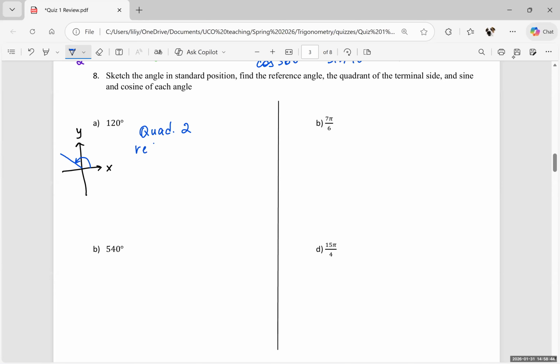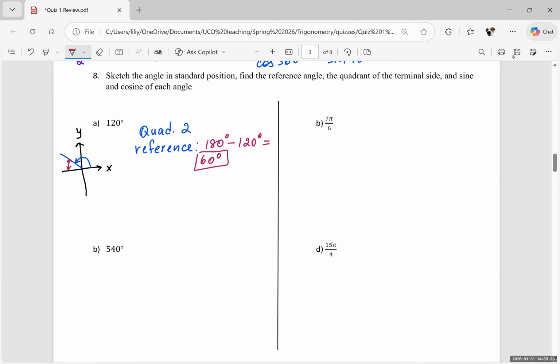Reference angle. Well, that's the distance from the terminal side to the closest x-axis. The closest x-axis is at 180 degrees. We took 120 from it, so 60. If you were calculating it, you would actually do the calculations. You can do it in your head, you don't have to show it to me. 60 degrees is your reference angle. Remember, reference angles are always positive, always acute.